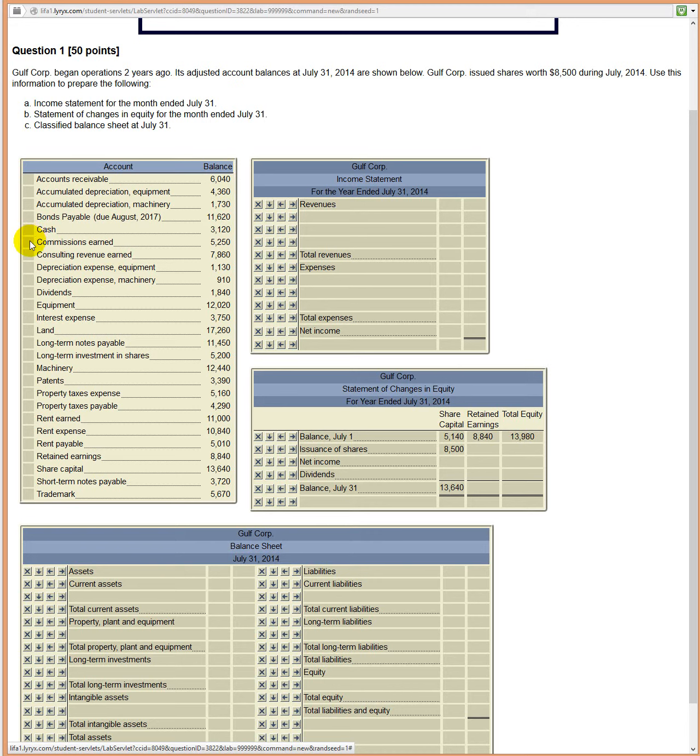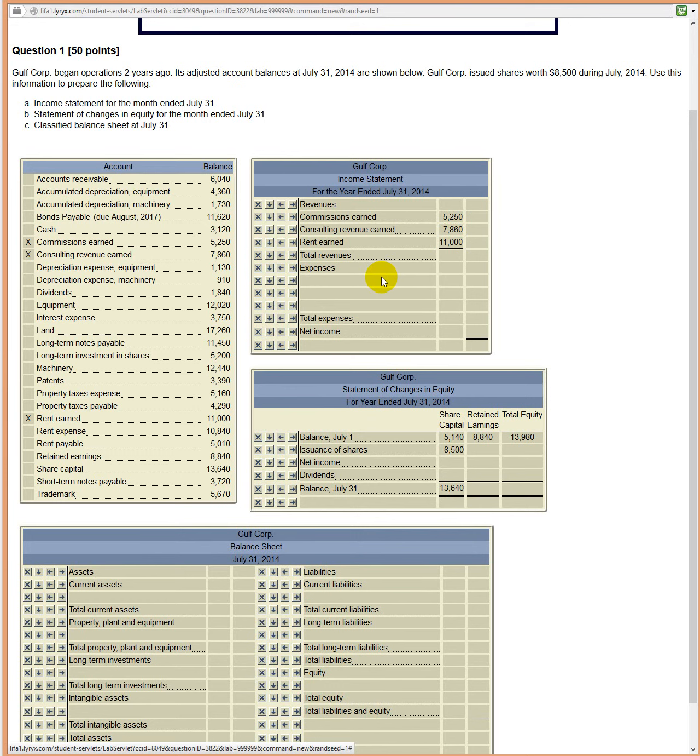Okay, so let's see what we can do. Let's start with some income. We have revenue for commissions earned and revenue for consulting revenue, and let's pull both of those amounts over. Commonly rent earned as well, so let's grab that and put it in here. There we go. So that should be all the revenue. If we quickly scan down, we don't see anything else that says earned, so that's good.